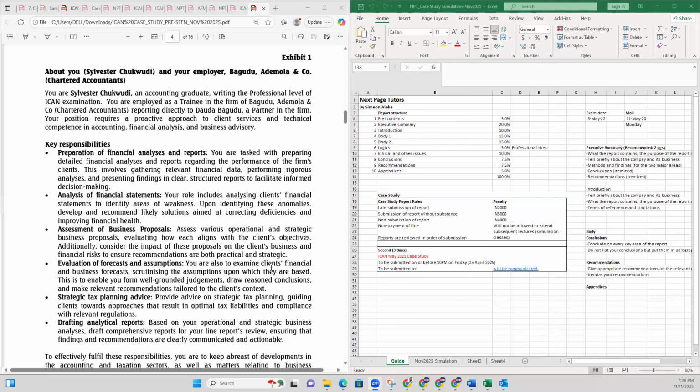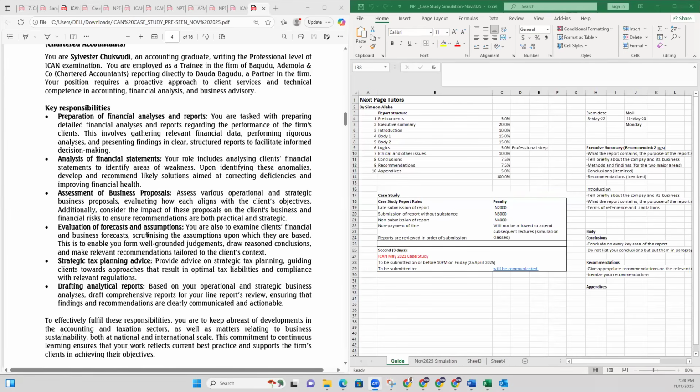5, strategic tax planning advice. Provide advice on strategic tax planning, guiding clients towards approaches that result in optimal tax liabilities and compliance with relevant regulations. And the 6th one, drafting analytical reports. Based on your operational and strategic business analysis, draft comprehensive reports for your online report review, ensuring that findings and recommendations are clearly communicated and actionable.